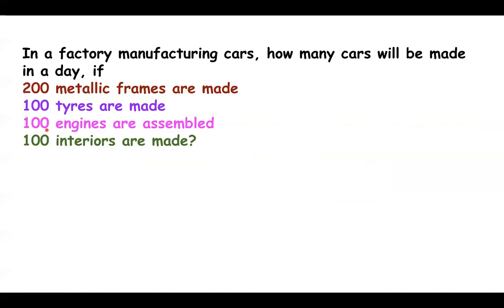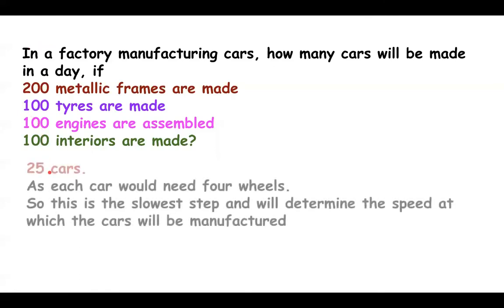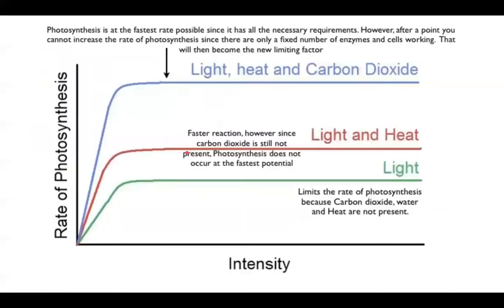100 engines, that means yes, 100 cars can be made. 100 interiors, yes, 100 cars can be made. But which is the slowest step? It is this step. So in a day, only 25 cars can be made. Each car needs 4 wheels. So this is the slowest step, and it will determine the speed at which the cars will be manufactured. So you can now sum up Blackman's law of limiting factors.